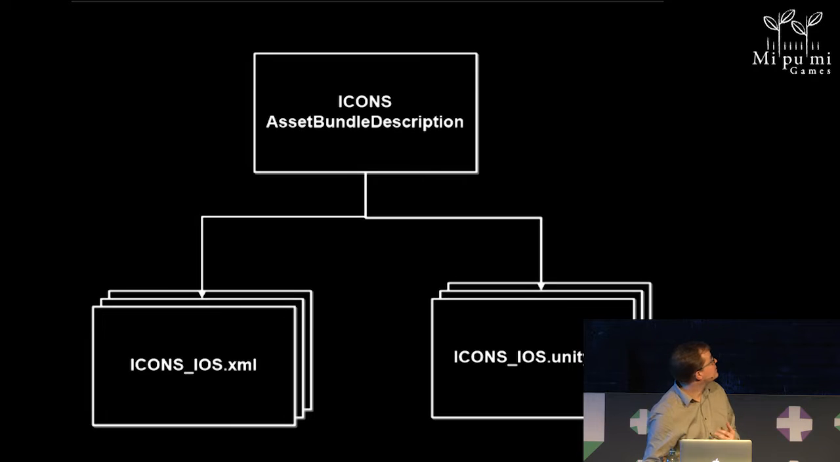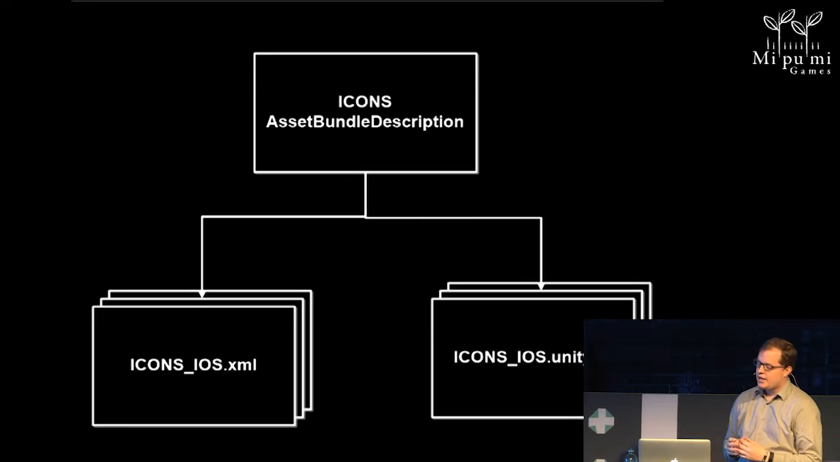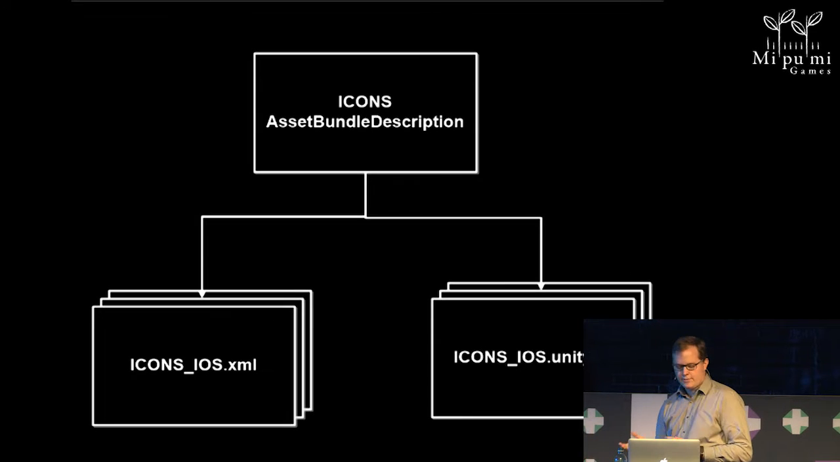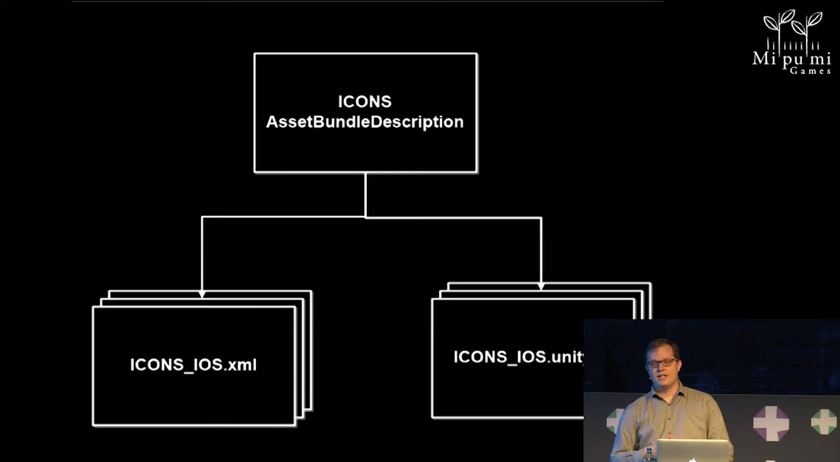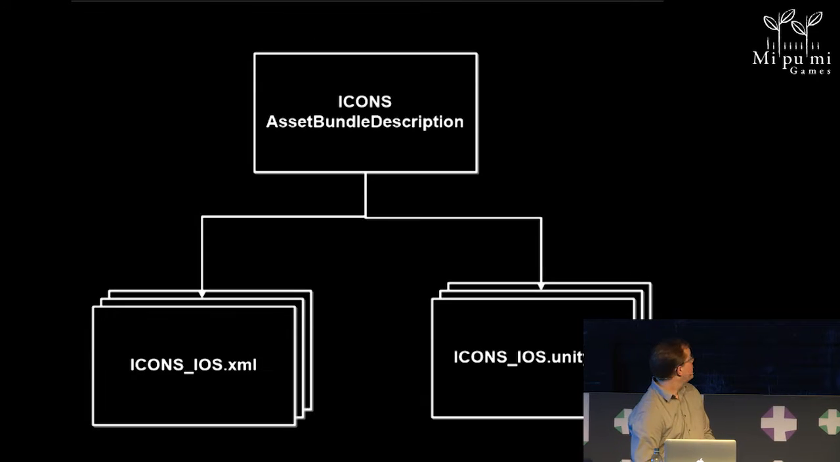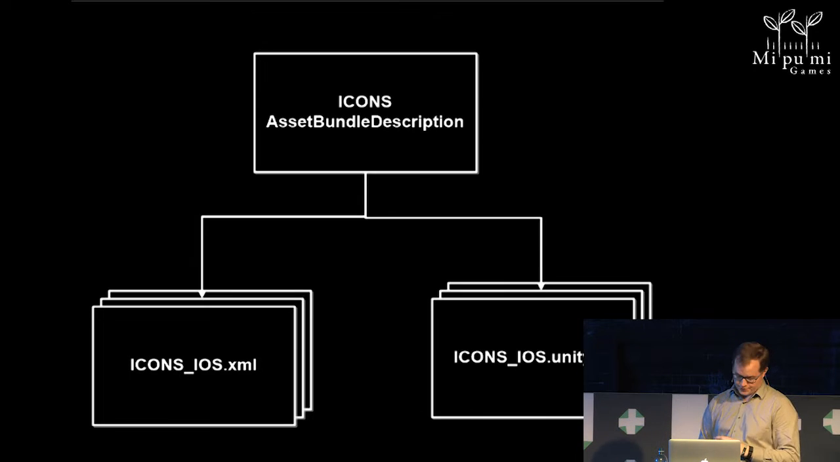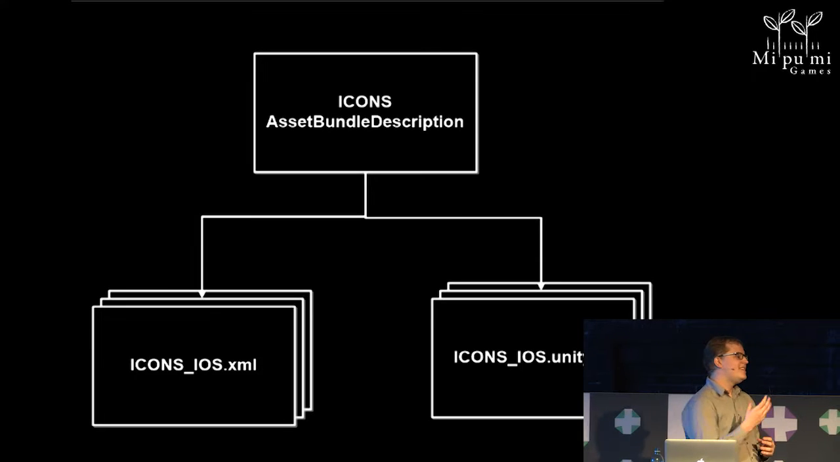As an example, the icons bundle. When generating the icons bundle, or during the build process, our asset bundle description generates two different files. One of them is the Unity 3D asset bundle by itself, with the postfix of iOS or the platform you're currently building for. And the other one is an XML file, as well with the postfix, because they can differ between the different platforms.